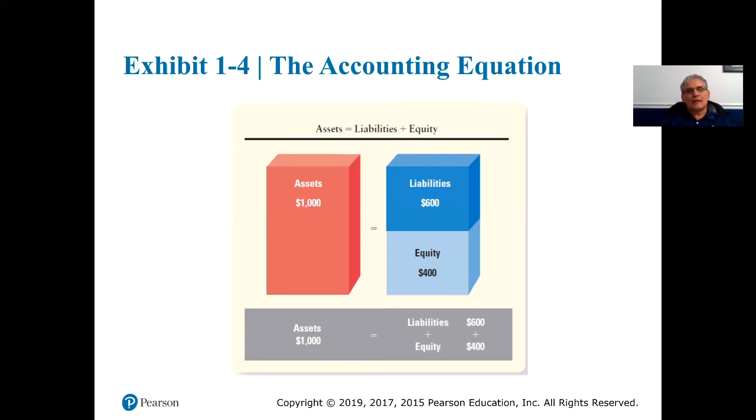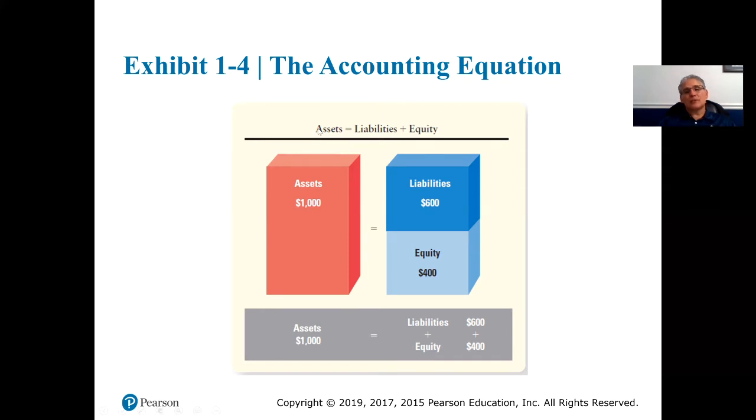Here's another way of looking at the accounting equation. We'll see it as all of the assets of an organization. In this case, we're showing $1,000 of assets. Let's say that $1,000 is made up of cash. We have to really define assets. What is an asset? An asset is a resource, a company resource that has future value.